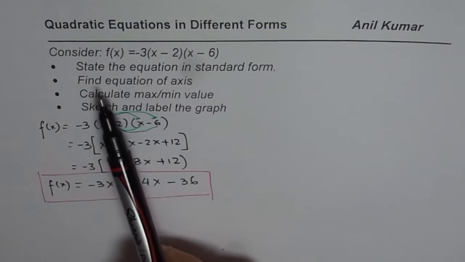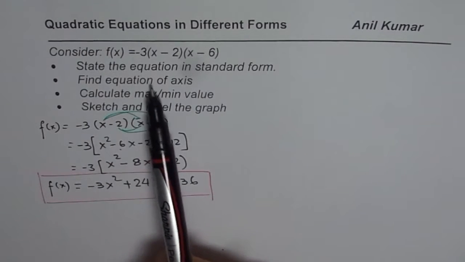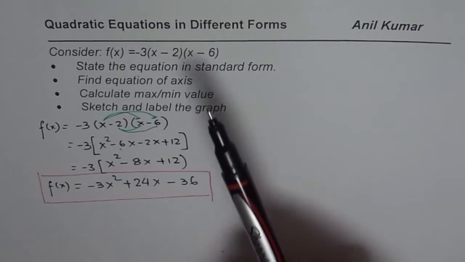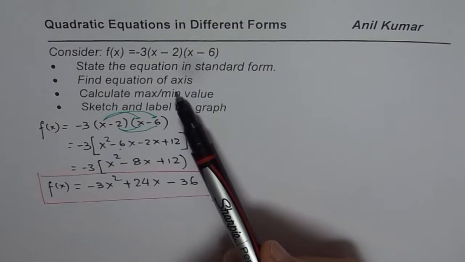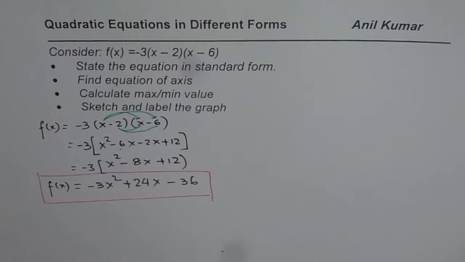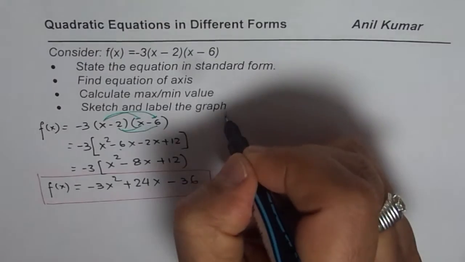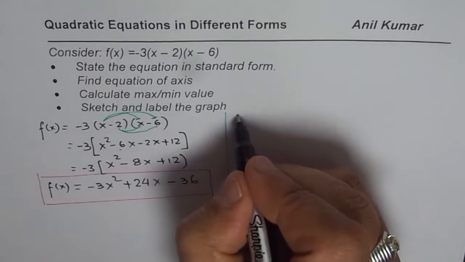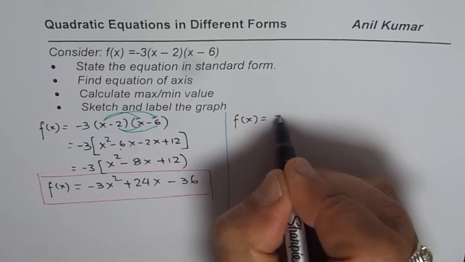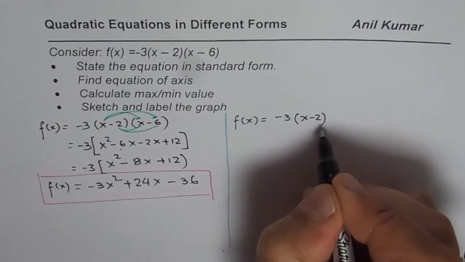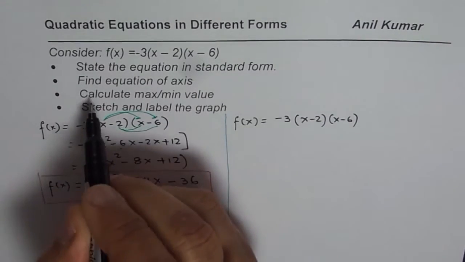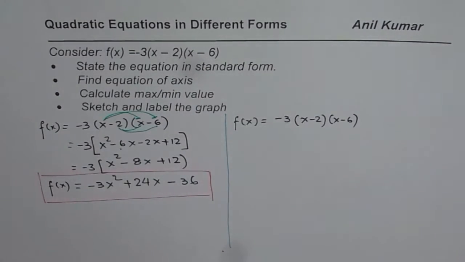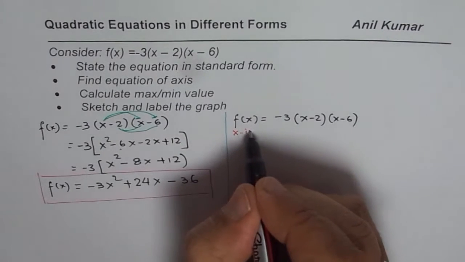Okay. Now the second, third and fourth parts are to find the equation of the axis, calculate the maximum or minimum, and sketch and label the graph. To find the axis and the vertex, it is best to continue with the given equation, which is in factored form, right? So we'll go back to the original equation. The original equation for us is f of x equals minus 3 times x minus 2 times x minus 6. Now to find the axis, first let's find the x-intercepts.